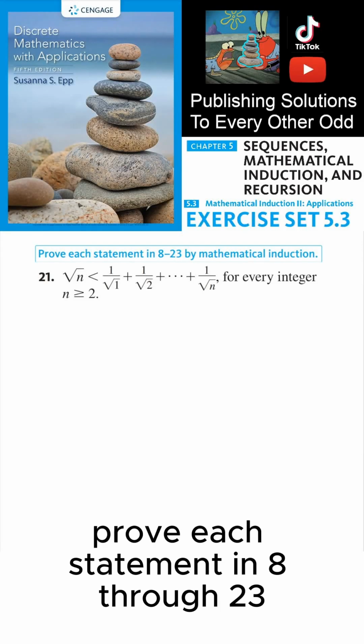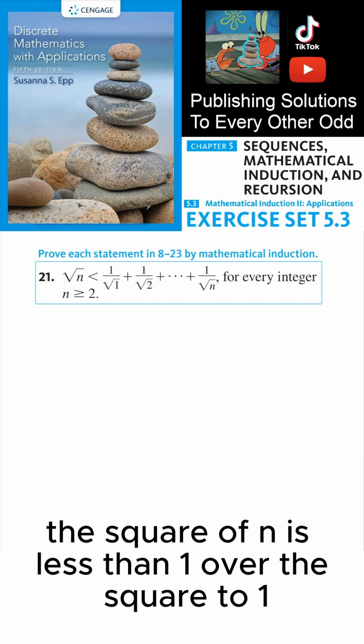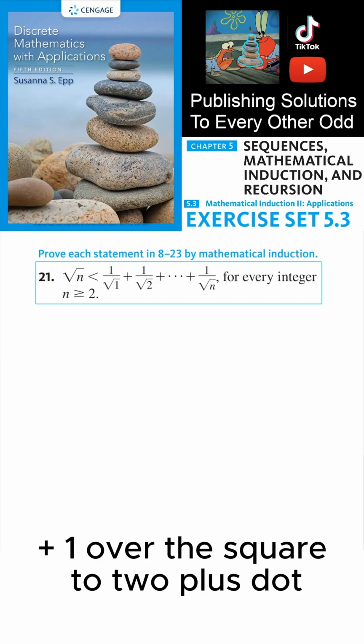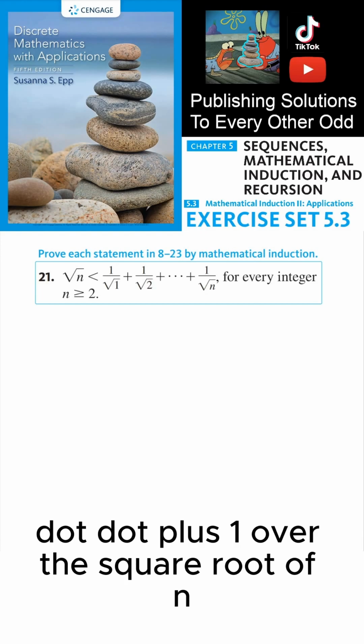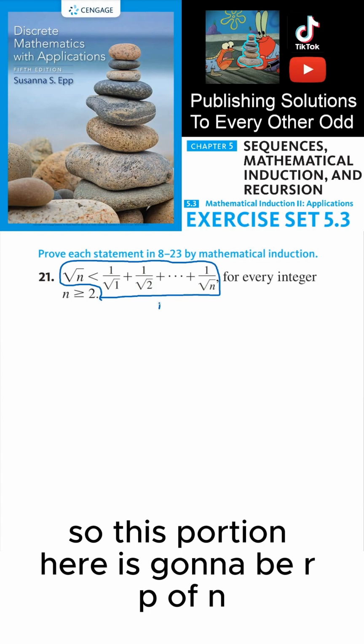Prove each statement in 8 through 23 by mathematical induction. The square root of n is less than or equal to 1 over the square root of 1 plus 1 over the square root of 2 plus ... plus 1 over the square root of n, for every integer n greater than or equal to 2. So this portion here is going to be our P of n.